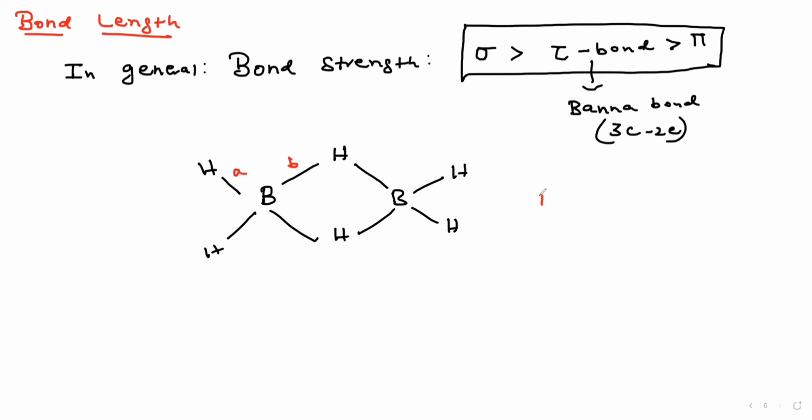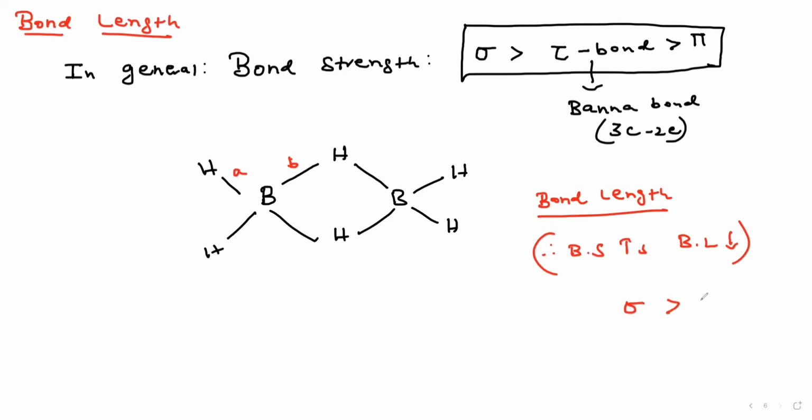Which is the bond length? Bond length is very important. Now you know very well, right? The bond strength increases, bond length decreases. Therefore, which is the stronger bond, sigma or tau? Sigma bond is the stronger bond. Therefore, the sigma bond has the lower bond length, and the bridge bond is the tau bond. This is bridge bond, also called banana bond. Banana bond always has the higher bond length. Okay. Now experimental value. The experimental value.